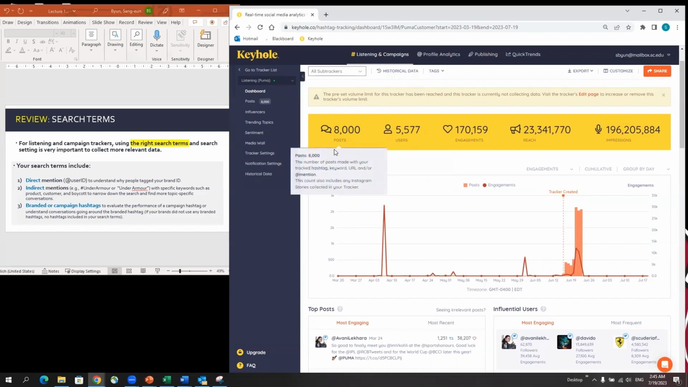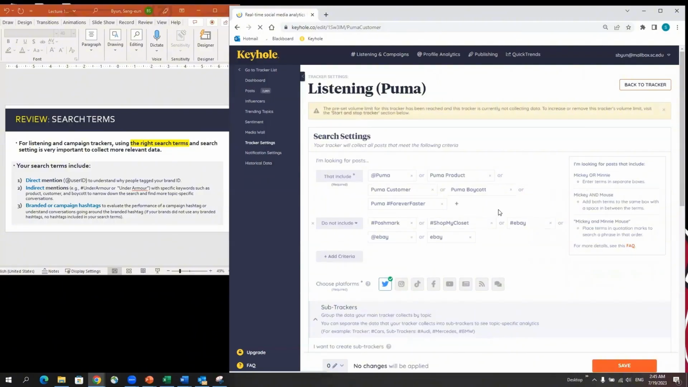Posts means the total number of posts that mentioned your search term. To understand the search term you entered, you need reminders. This is your first question in the report form. You want to review the search terms you entered several weeks ago. Click tracker setting and remember these search terms you entered.